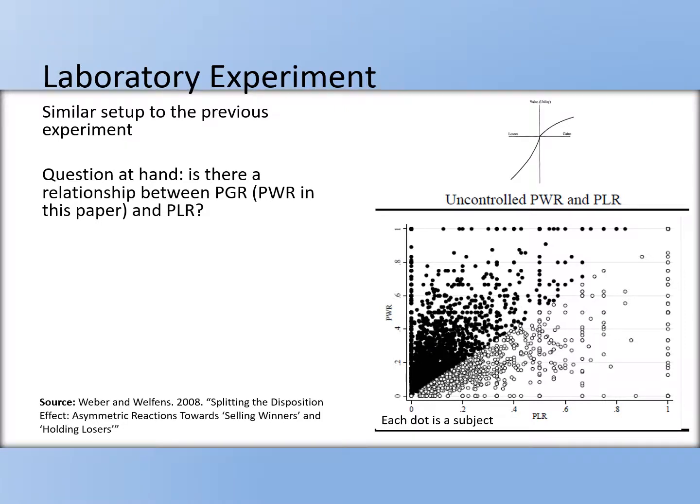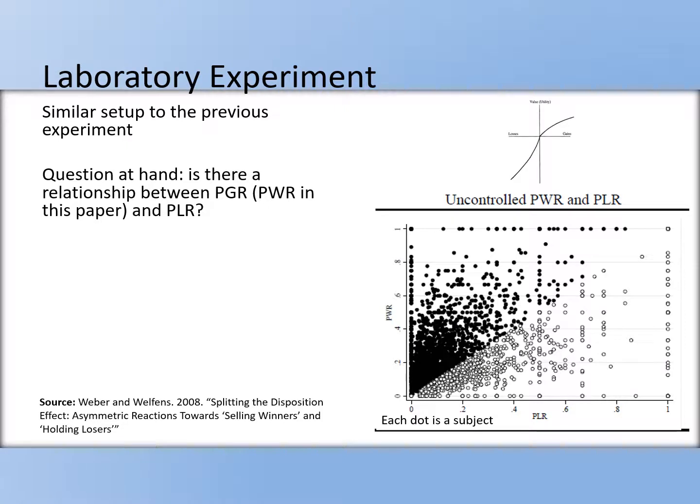This experiment suggests that they might not be. What they show you is each dot is one subject, right? Each dot is one subject, and the position of the dot on the horizontal axis is the percentage loss realized, and the vertical axis is the percentage gain realized.